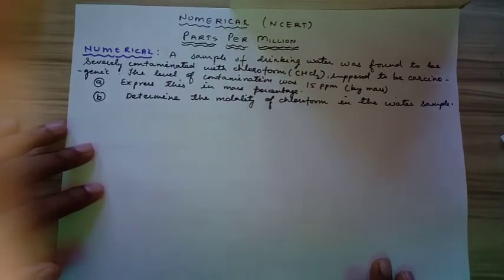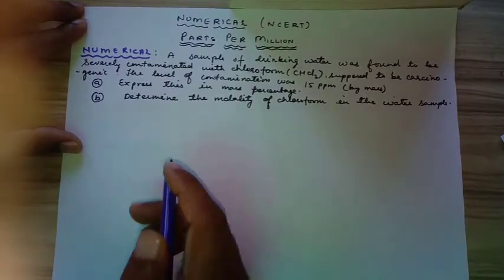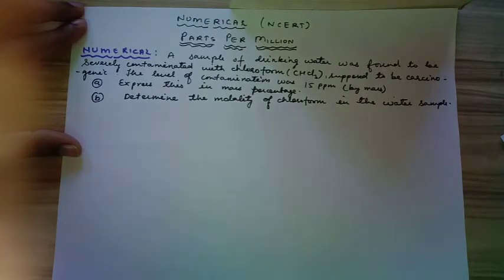So here is a numerical based on parts per million, where it is given that a sample of drinking water was found to be severely contaminated with chloroform, supposed to be carcinogenic, that is poisonous in nature. The level of contamination was 15 ppm by mass. Express this in mass percent, determine the molality of chloroform in the water sample.